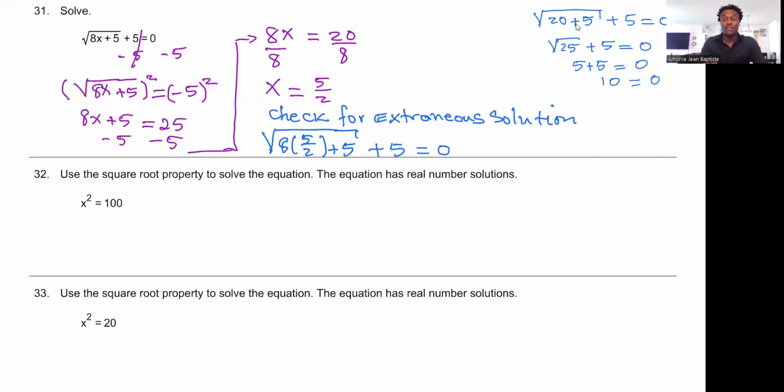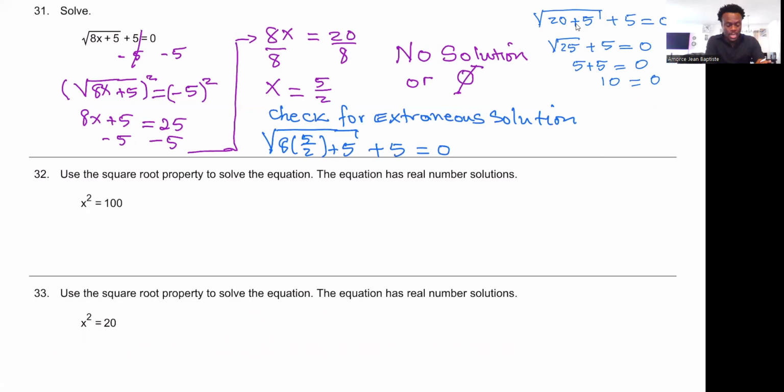So 5/2 not being the solution, I can make the conclusion that my solution is nothing. So no solution, actually. My solution set is empty. No solution. No solution. Or empty set. No solution or the empty set.